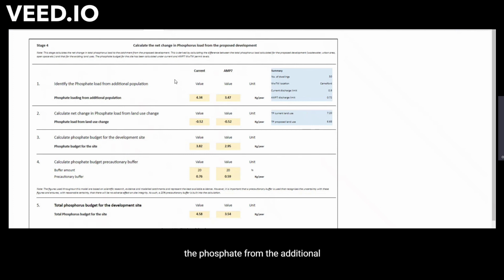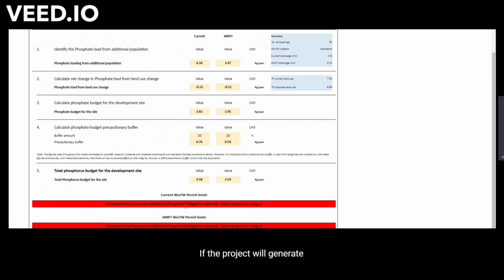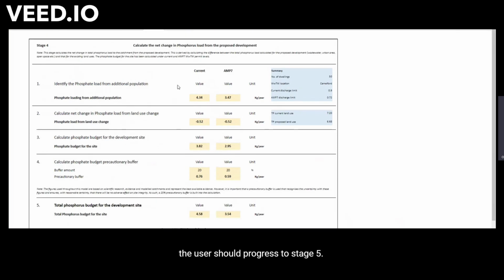by adding the phosphate from the additional population to the net change in land use types and applying a 20% buffer. The stage considers the loading under current permit limits and AMP7 future permit limits. Step 5 tells the user if the project is phosphate neutral. If the project will generate additional phosphate, then mitigation is required. The user should progress to Stage 5.